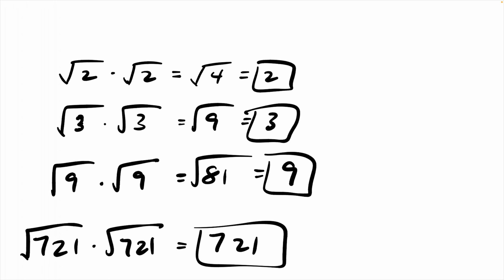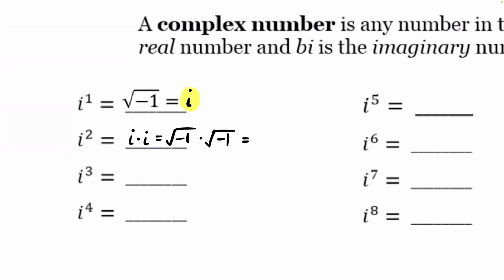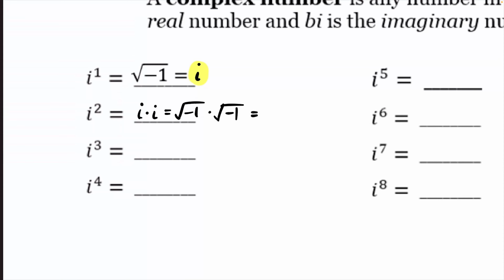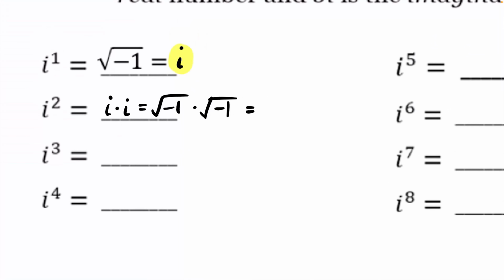So let's go back to the problem we were just doing. What's the square root of -1 times the square root of -1? -1, right? It's just going to be -1. Whatever that number was, that's all it is. So I know what i to the first power is, and I know what i to the second power is. What does third power mean? 3 times, right? So it means i times i times i.